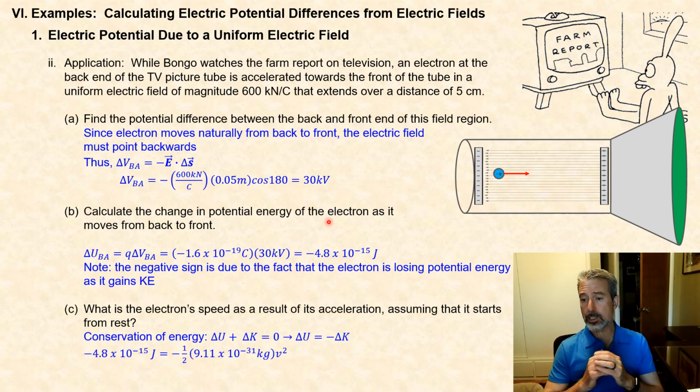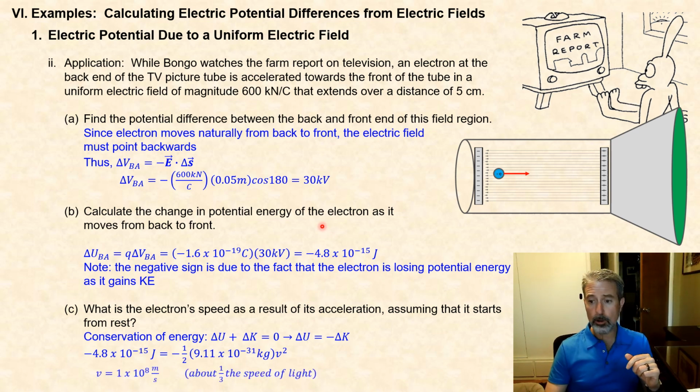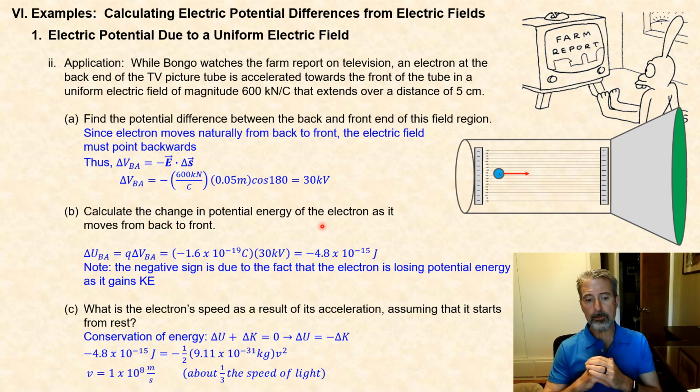And we know the change in the electric potential energy. We found that in part B of the problem. Let's set that equal to the change in kinetic energy. Starting from rest, the change in kinetic energy is just the final kinetic energy, 1/2 mv squared. We plug in the mass of the electron, 9.11 times 10 to the minus 31 kilograms. And when we solve for speed, we come up with a value of about 1 times 10 to the 8th meters per second. Notice that the speed of light is 3 times 10 to the 8th meters per second.